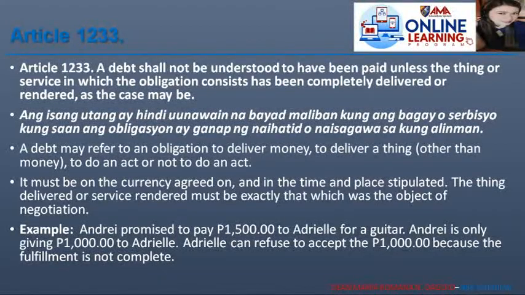Okay? So, in this example, the creditor can refuse. Kaya nga puwedeng tanggapin, puwedeng hindi. Nasa creditor yun, class. Pero based on what we have agreed, in our negotiation, object of the negotiation, you will be paying me, sabi ni Adriel, ng 1,500, not 1,000. So that is Article 1233. Okay, moving on.